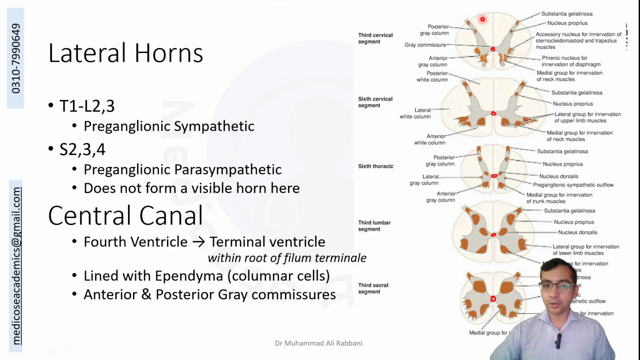Inside, it is lined by columnar cells. These are called ependyma. Technically speaking, those are not epithelial cells, so avoid using that word. In front of it is the anterior gray commissure, and behind it there is the posterior gray commissure.